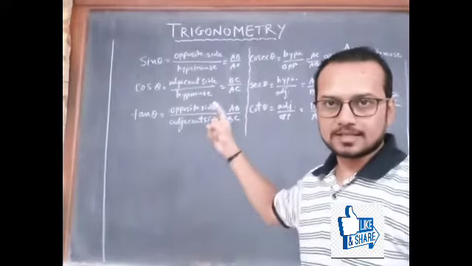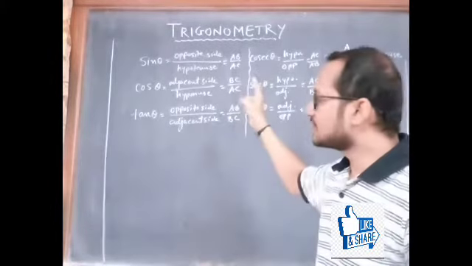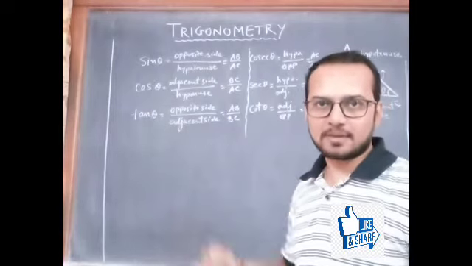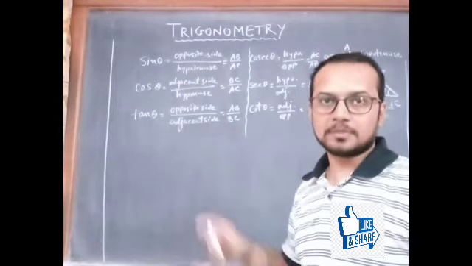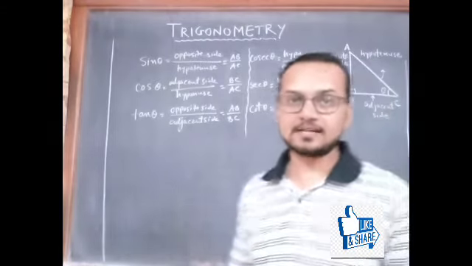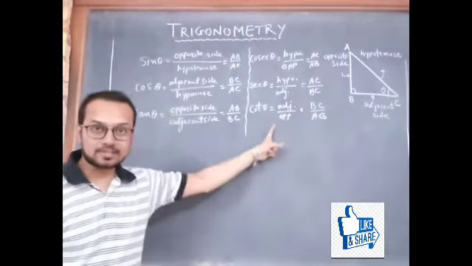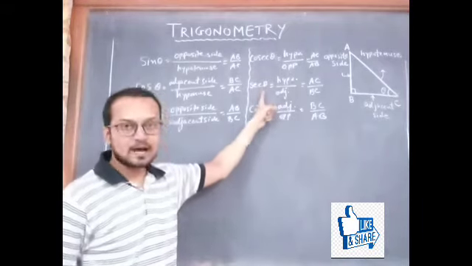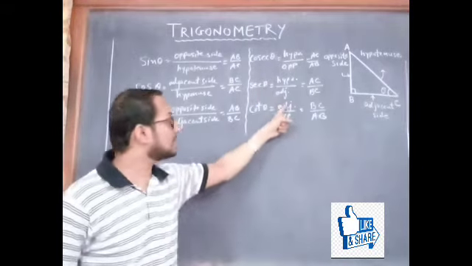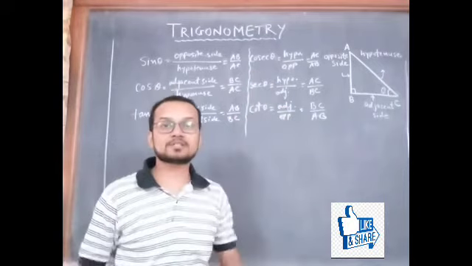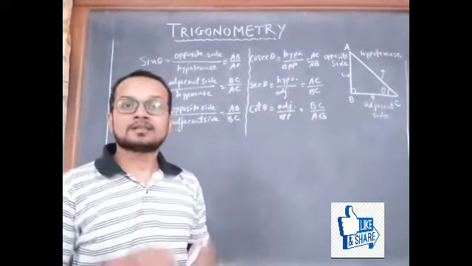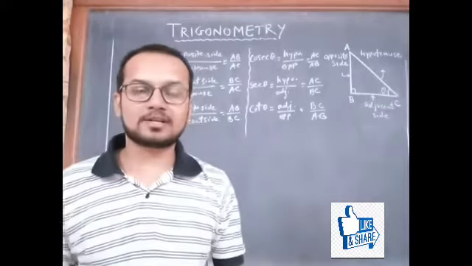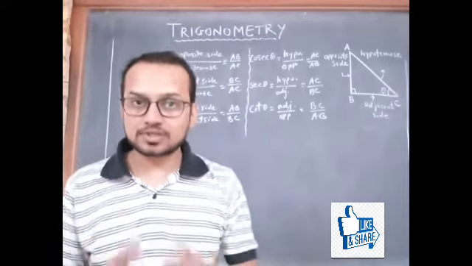They are, once again, sin theta means opposite side upon hypotenuse. Second, cos theta means adjacent side upon hypotenuse. Third, tan theta means opposite side upon adjacent side. Fourth, cot theta means adjacent side upon opposite side. Then sec theta means hypotenuse upon adjacent side, and cosec theta means hypotenuse upon opposite side. This is the beginning of trigonometry, and you must remember all these six trigonometric ratios to enter into trigonometry.